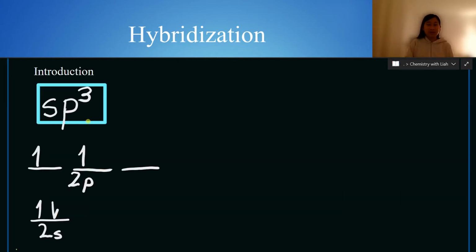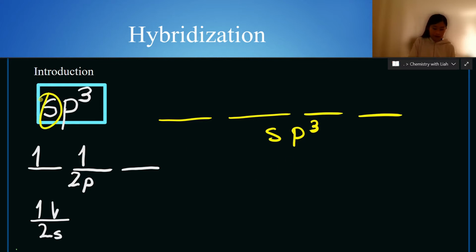Let's start with sp3 hybridization. Now sp3 are orbitals, 4 of them to be precise, each one made up of 1 part S and 3 parts P, right? In this hybridization, these S and P orbitals are mixing, and that's going to produce an orbital that is a mix of the S and P orbitals.